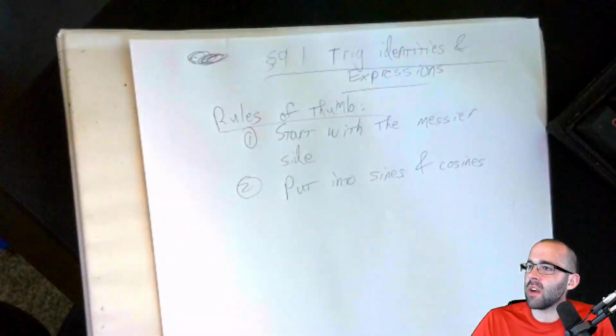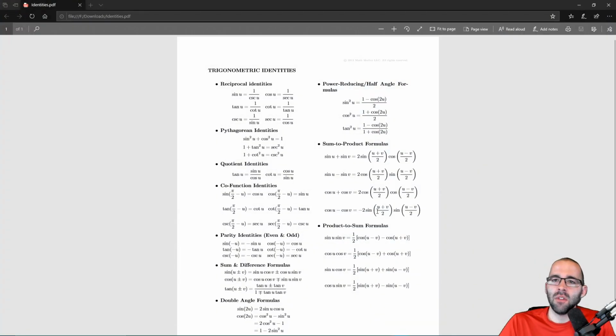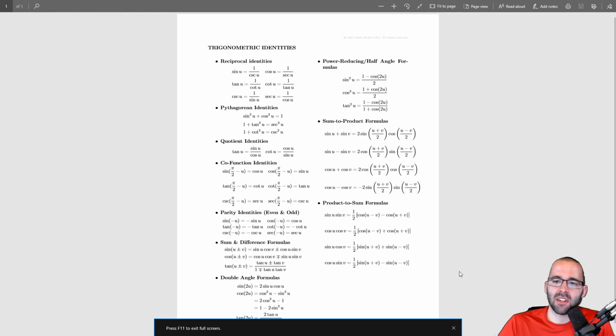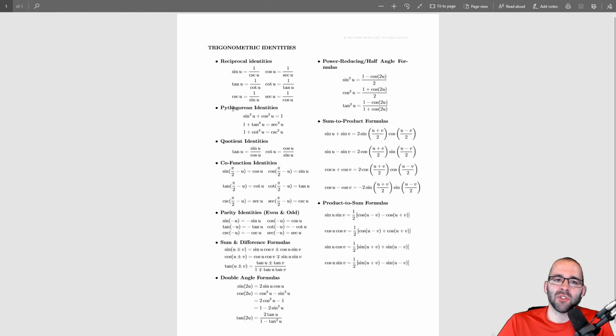So here's the sheet right here that I'm going to give you for quizzes and exams. We're going to be covering the first five today. The first five are 9.1. Reciprocal identities, we know this.